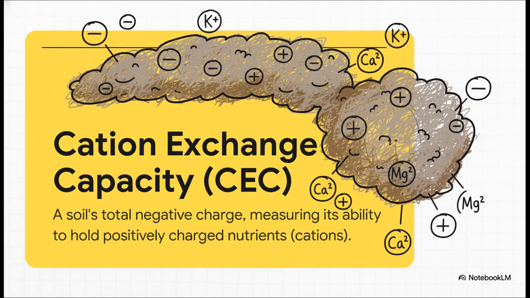And since, you know, opposites attract, these negative charges on the soil grab onto and hold positively charged nutrients, which are called cations. We're talking about essential plant food like potassium, calcium, and magnesium. So really, CEC is like the soil's built-in nutrient storage bank.